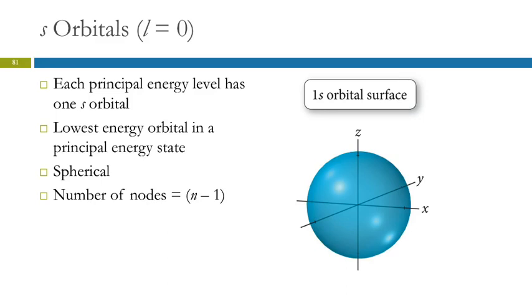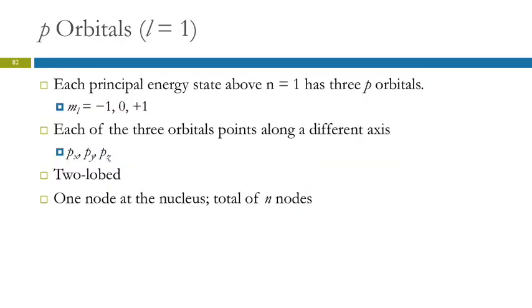Every principal energy level has one s orbital, because no matter what n is, L can always be zero. It's going to be the lowest energy orbital in any given principal state. It's spherical. The number of nodes it has would be equal to n minus 1. So what about L equals 1? These are called p orbitals.